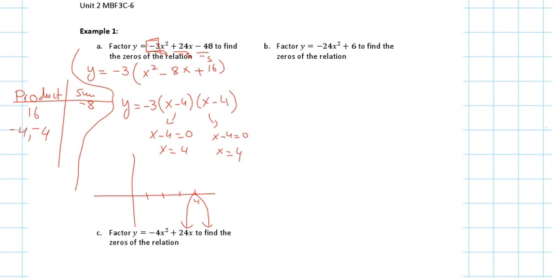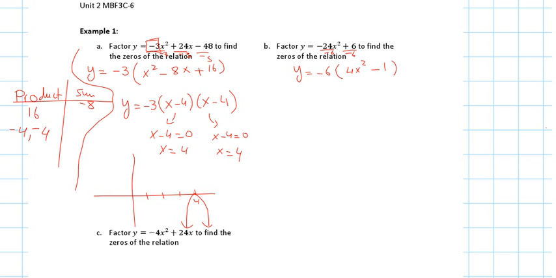How can I factor that one? Negative 6 is a common factor. Okay. So if I factor out a negative 6, what do I have left? 4x squared minus 1. Can I factor this any further?